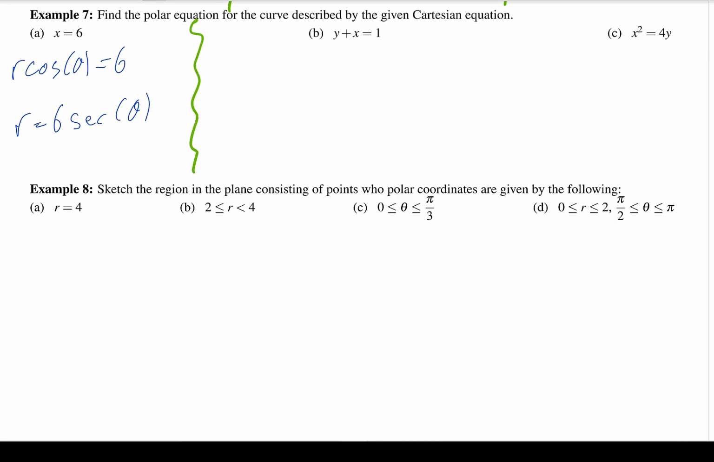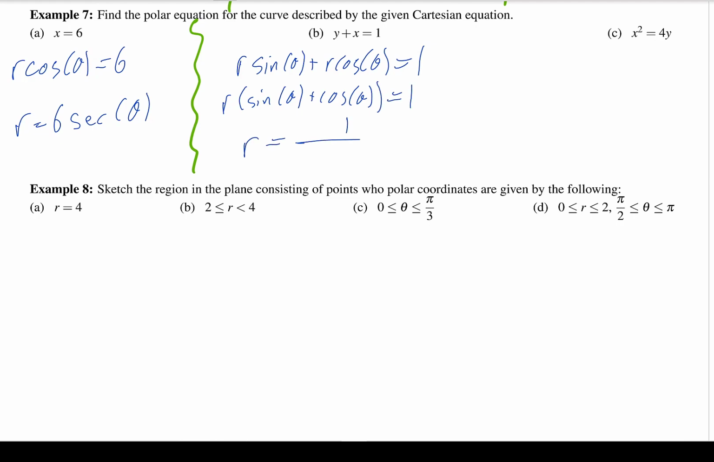Next, we'll take a look at part B. So we have y plus x is equal to 1. Well, it tells me r sine theta plus r cosine theta is equal to 1. I can factor out an r to give me r times sine theta plus cosine theta is equal to 1. So then r will be equal to 1 over sine theta plus cosine theta.